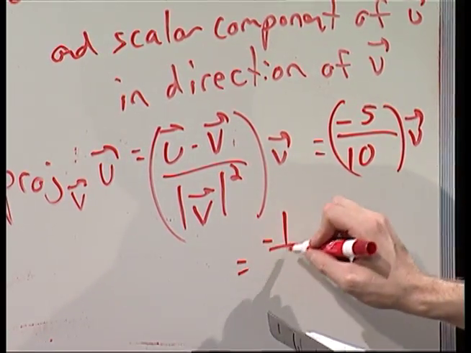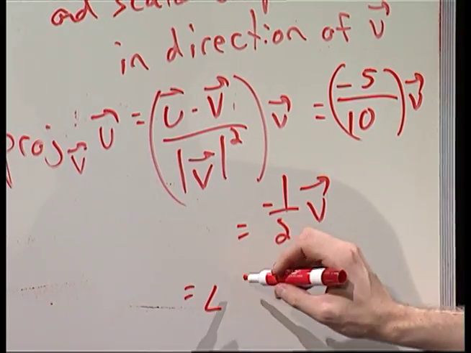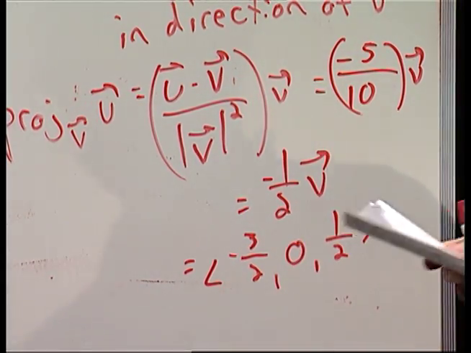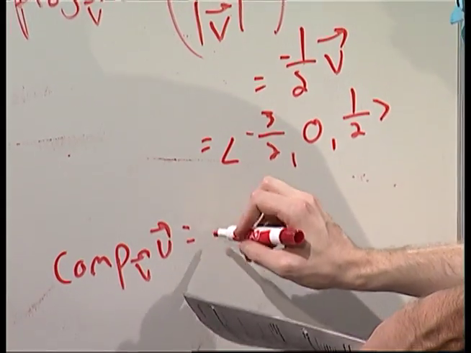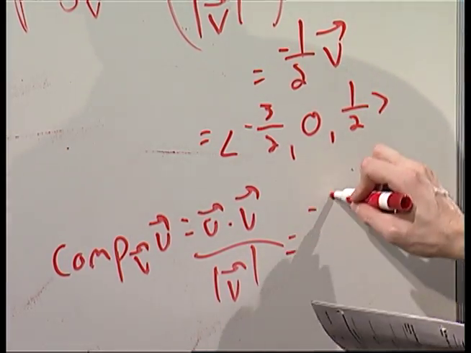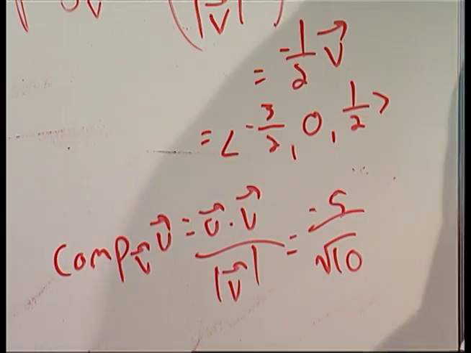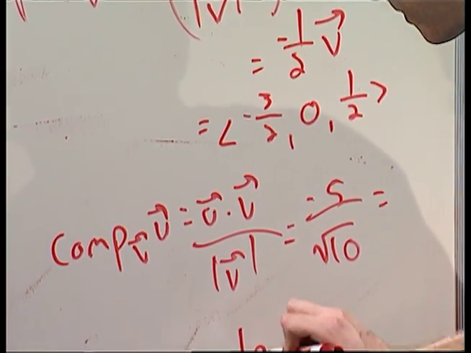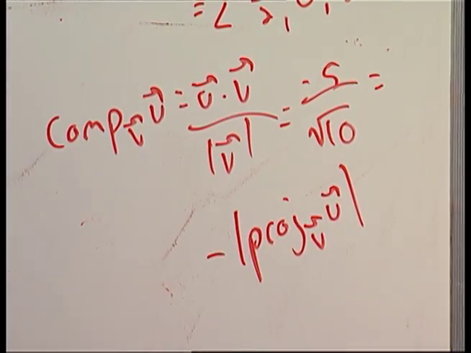Right, so that's negative 1/2 v, which if you want components, you can write as negative 3/2, 0, positive 1/2. And the scalar component is just u dot v over the length of v, which is negative 5 over root 10. This is negative, therefore it is the negative of the length of this thing. So it is negative length proj sub v of u, the negative of the length of that guy.